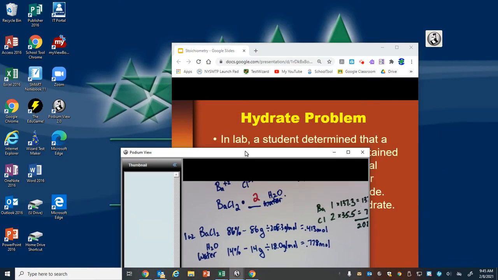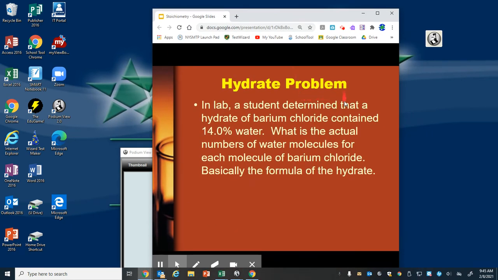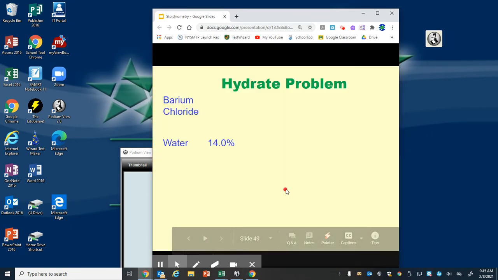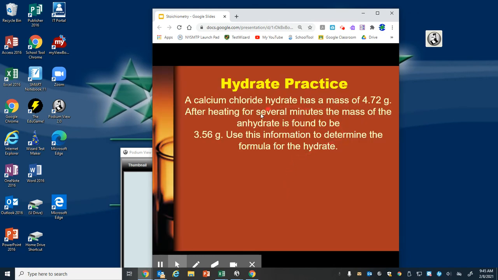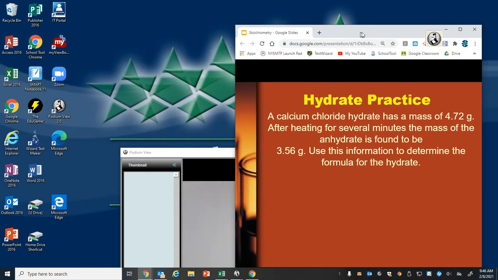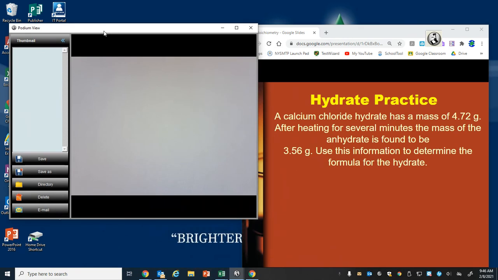Okay, so now let's go back to our notes. I'm just going to bounce back and forth so I get the problem from my notes. So that's that one. All right, so here we go. We got calcium chloride hydrate. It has a mass of 4.72 grams. After heating for 7 minutes, the mass of the anhydrate is found to be 3.56 grams. Use the information to determine the formula of the hydrate. So here we go. So calcium chloride. Oh, I wrote on there. I just gotta get another piece of paper because it bled through. So I'm just gonna split screen this right now until we get the info for it.